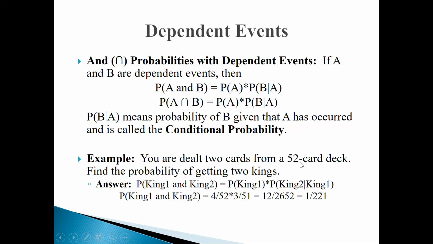Now, dependent events and probabilities with dependent events. If A and B are dependent events, then the probability of A and B, or their intersection, if you want to look at it that way, is equal to the probability of A times the probability of B given A. Again, the probability of B given A is the conditional probability that we saw earlier.